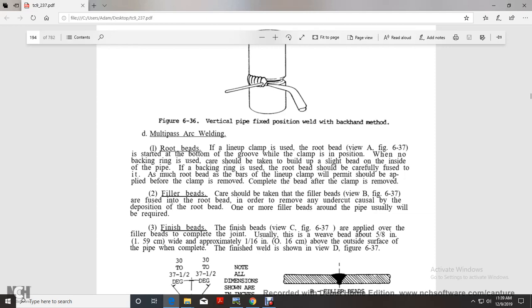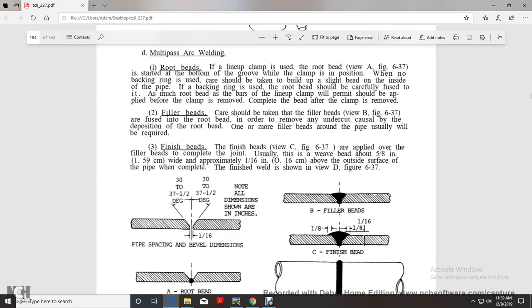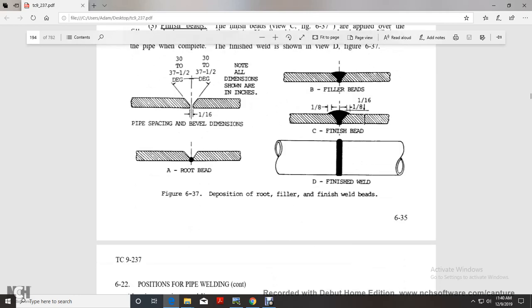Care should be taken when applying the filler bead, as in figure 637, over the root bead in order to remove the undercut from the casual deposition of the root bead. One or more fillet beads around the pipe will usually be required. Finished beads, as in figure 637, are applied over the filler beads to complete the joint, usually with a weave bead 5/8 of an inch wide, with approximately 1/16 of an inch above the outside surface of the pipe. The completed finished weld is shown in figure 637D. Figure 637 shows the root, filler and finished welds.